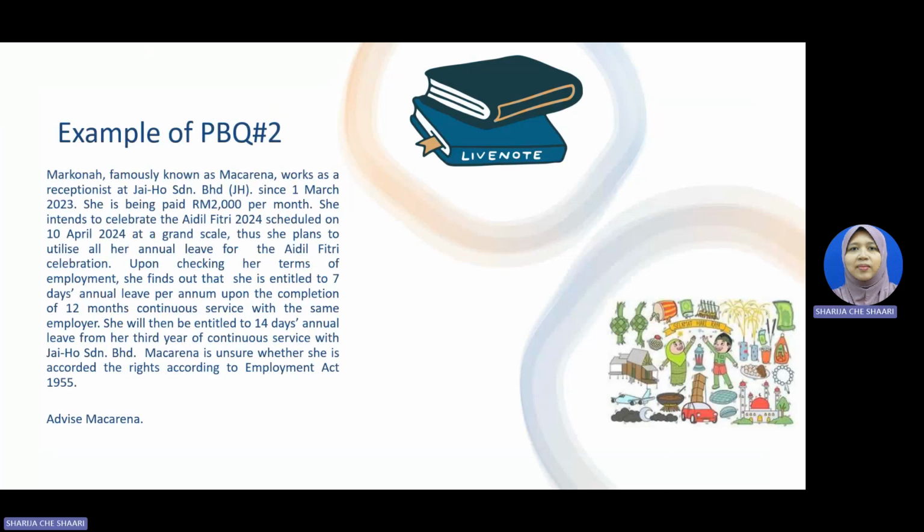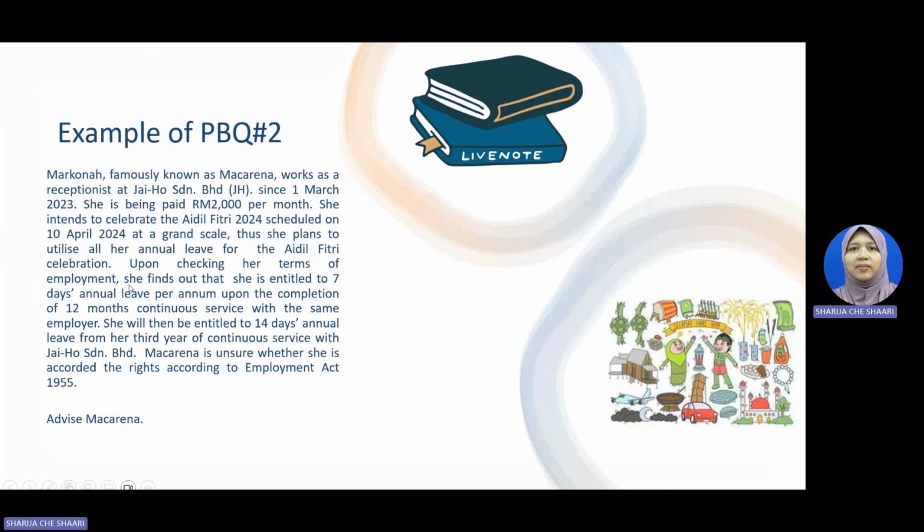Marcona, famously known as Macarena, works as a receptionist at Jaiho since March 2023. She is being paid 2,000 per month. She intends to celebrate Hari Raya Aidilfitri 2024, scheduled on 10th April, at a grand scale. Therefore, she plans to utilize all her annual leave for the Hari Raya celebration.